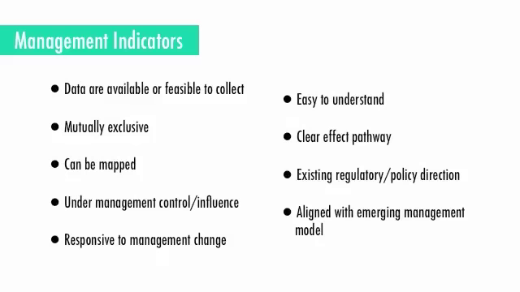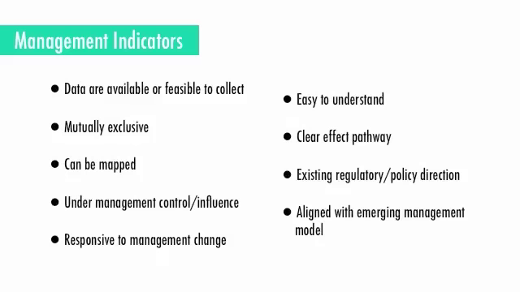We want to make sure they're easy to understand. We need to have indicators that cut across all different sectors. So everybody needs to understand. We can't turn everybody into a sociologist. We can't turn everybody into a biologist. We have to have indicators that are easy to understand. And we have to have clear effect pathways.